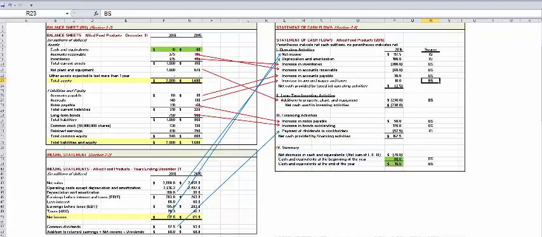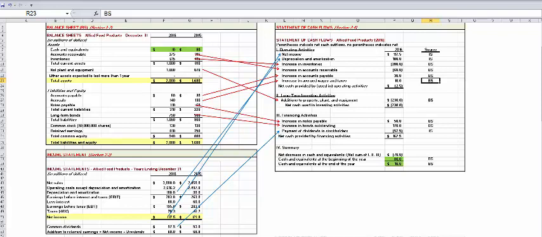Remember, we're dealing with cash, so depreciation is an addition to cash since it's a non-cash expense. An increase in inventory is a use of cash, so it's negative on the statement of cash flows. An increase in accounts payable or accruals are sources of cash. They're positive. Increase in net plant and equipment is a use of cash. It's negative. Paying dividends is a use. Issuing stock or bonds is a source.